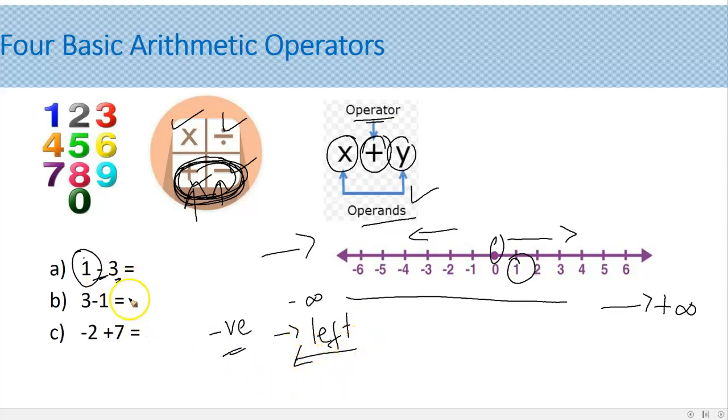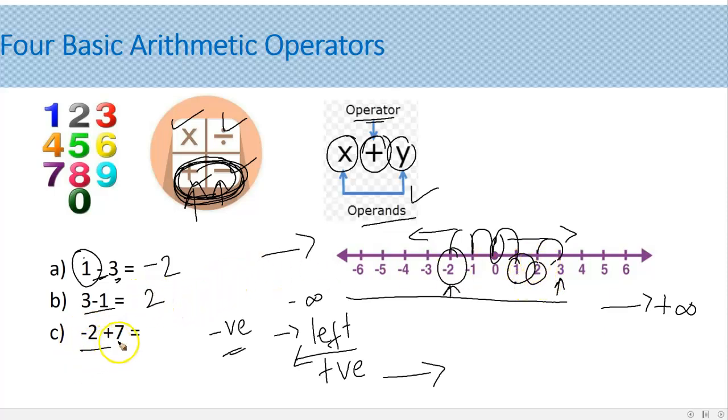If your operator is positive, you take steps to the right. In this case, you're given 1 minus 3. You have identified your 1 here, and you move 3 steps to the left. So 1, 2, 3, and there is your solution, -2. In a similar fashion, you can do this one. You identify 3 here, and you move to the left because we have a minus sign. Just one step, and the solution is 2.